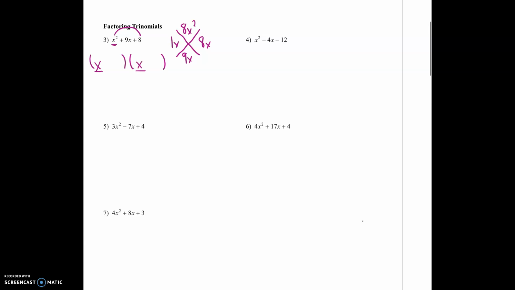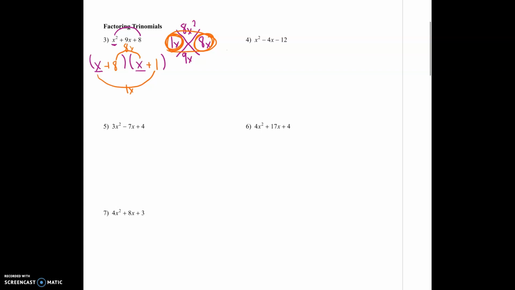So from there, what I want to do is use these side numbers and ask myself, all right, x times what could get me to this 1x? And that would be a positive 1. So that gets me to the 1x. And then I'm going to ask myself, x times what can get me to this 8x? And that would be a positive 8. I get the 8x. And now I factored it. So x plus 8 is one factor, x plus 1 is a different factor. So let's jump to the next example.